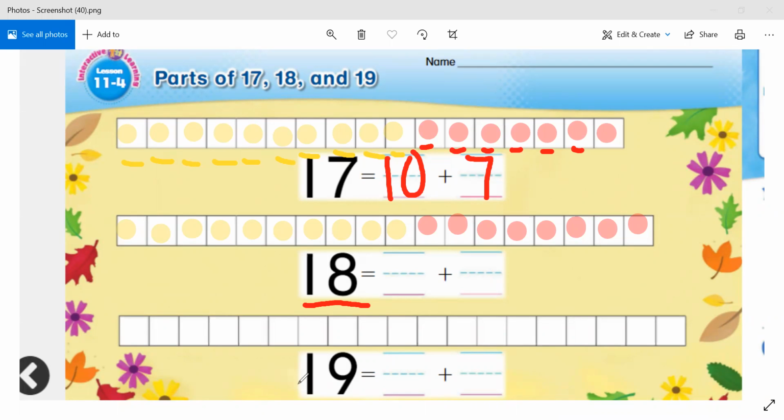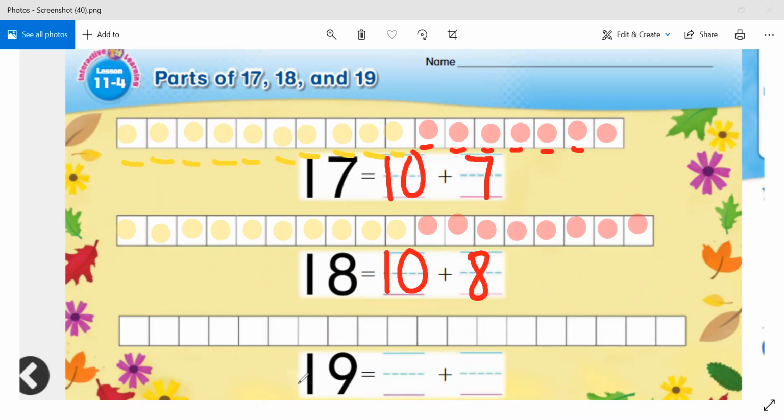We have 18. What number should we put next here? 10. We have our 10 yellow counters. And what number goes last? 8. Our 8 red counters. So our number sentence is 18 equals 10 plus 8.